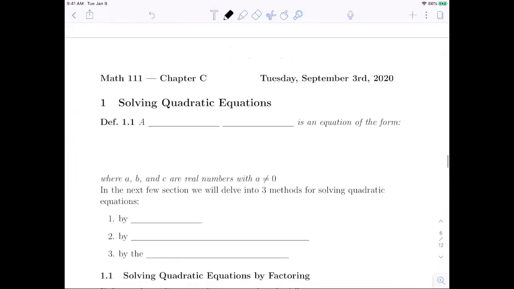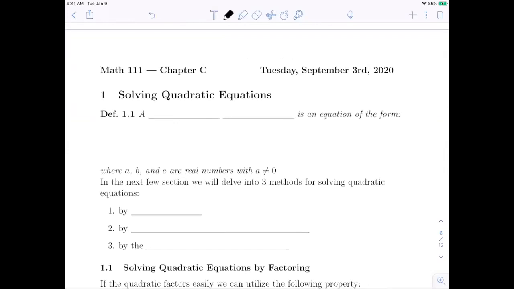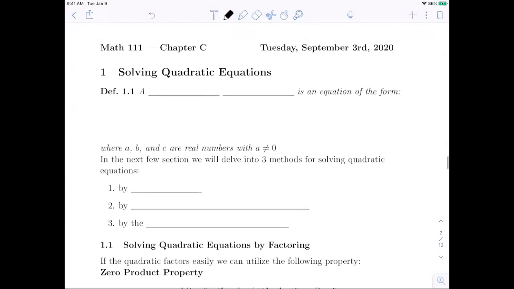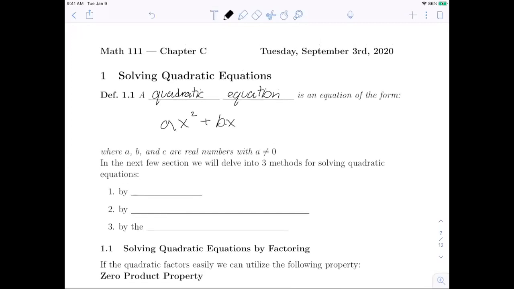So now we're on to C.2, and we are going to talk about solving quadratic equations, right? Solving these types of equations, there's not just one way to do it. So first, let's just talk about what a quadratic equation is. We say a quadratic equation is an equation in the form a times x squared plus bx plus c equals 0, where a, b, and c are all real numbers, and a should not equal 0.